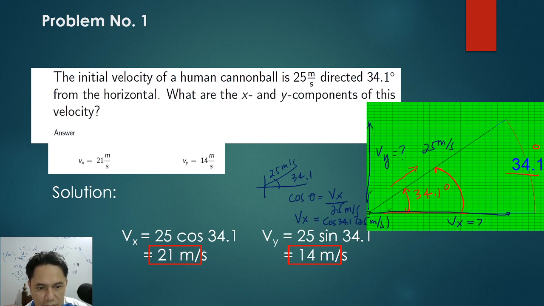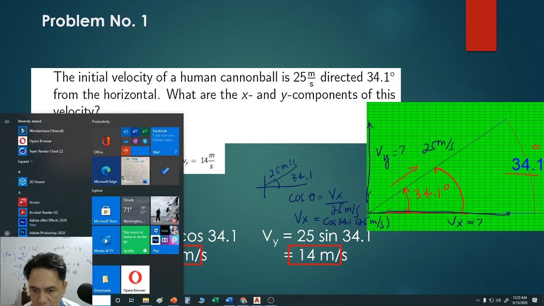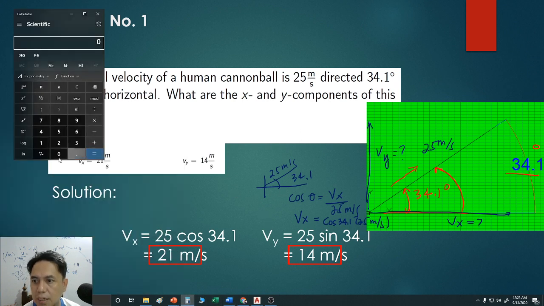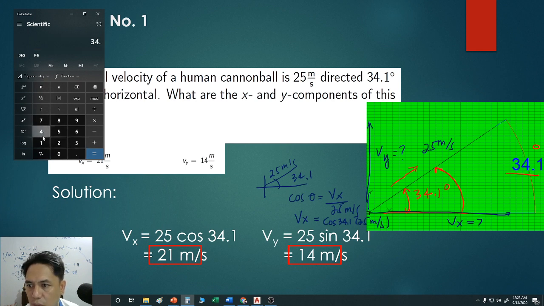So let us use the calculator. So here is the calculator. We'll do it together. So here, cosine 34.1. This one, right? Here is the cosine. Yeah, you see 0.828.